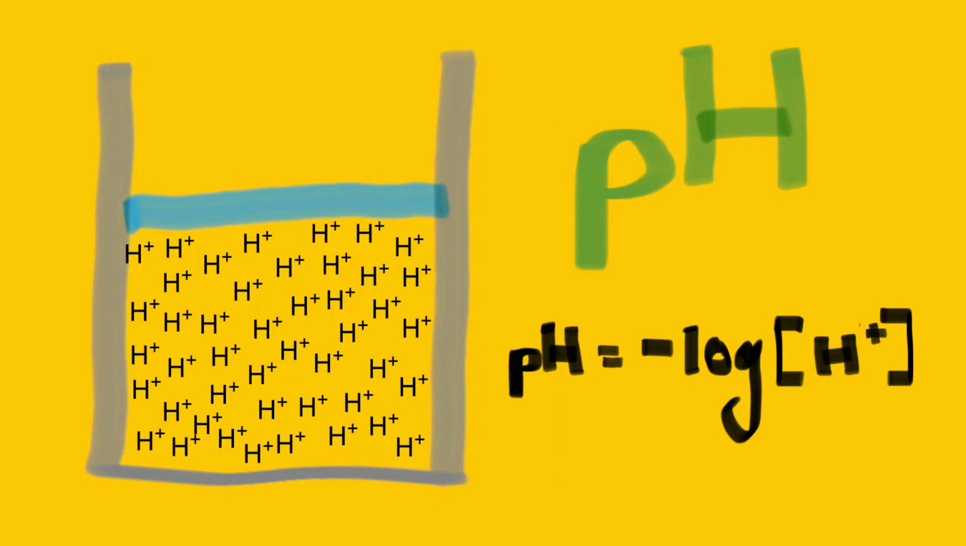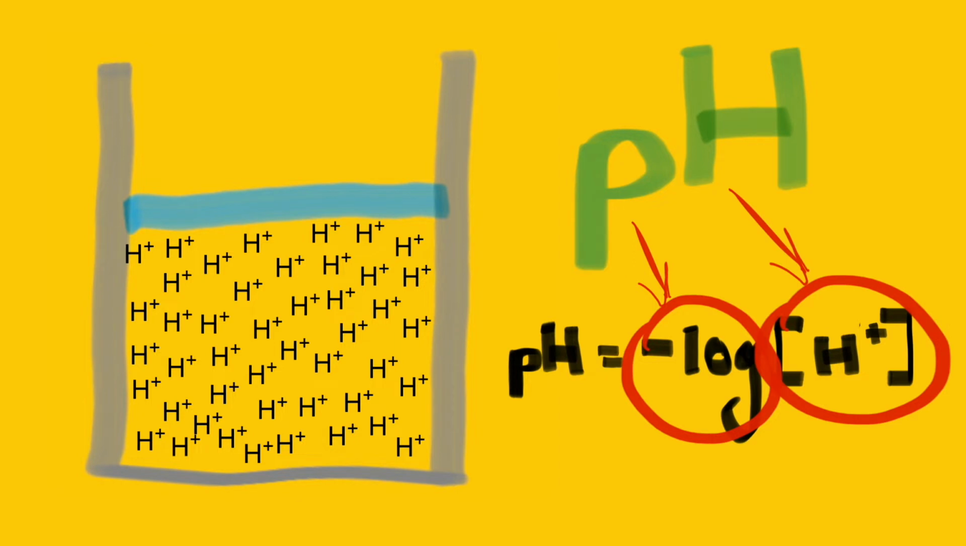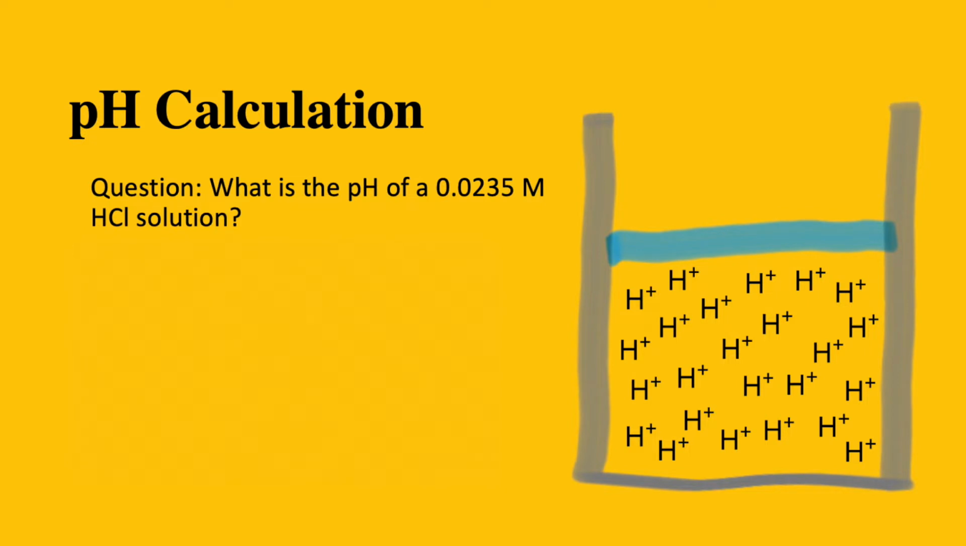Simply put, pH is equal to the minus log of the concentration of protons. Therefore, pH is a simple calculation where you get the negative log of the concentration of protons in a solution. P is used to represent minus log, and H plus within square brackets is used to represent the concentration of protons, or again, proton meaning a hydrogen ion. Let's understand this by using an example.